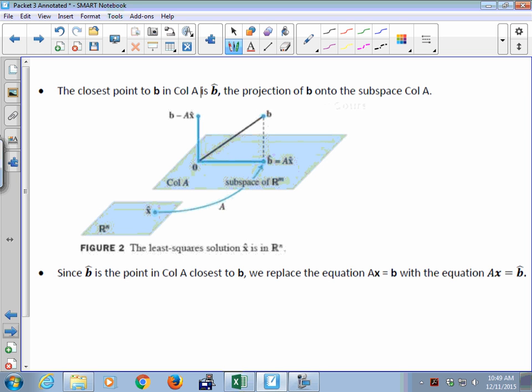Okay, so the closest point to B in col A we call B hat. It's the projection of B onto the subspace col A. And since B hat is the point in col A closest to B, just replace the equation AX equals B with AX equals B hat and solve that instead. And that will give you the X hat that makes AX and B as close as possible.